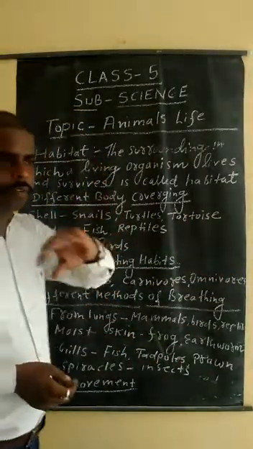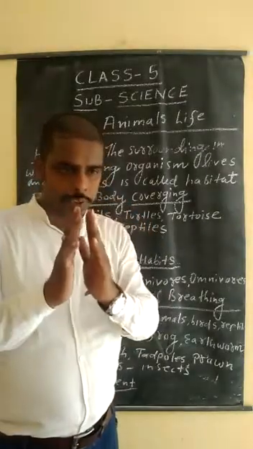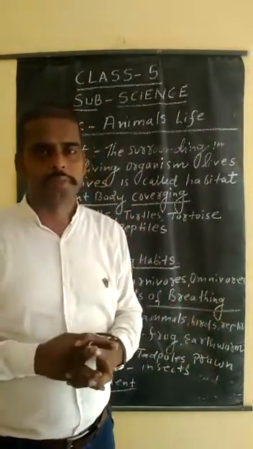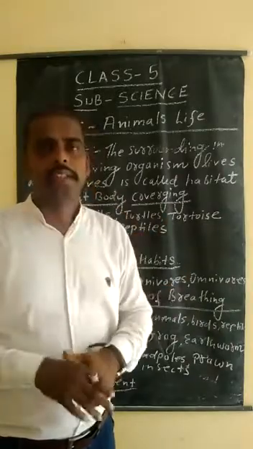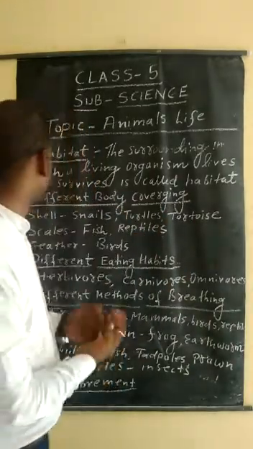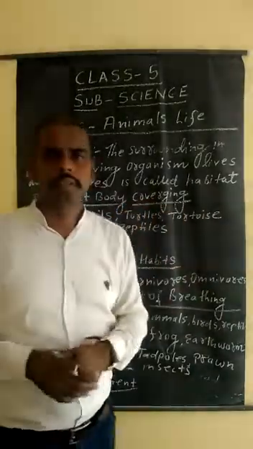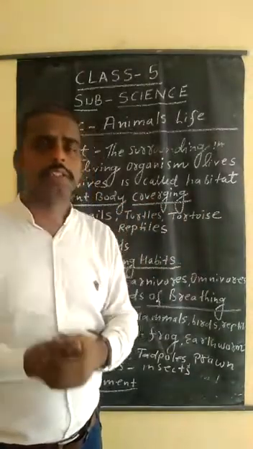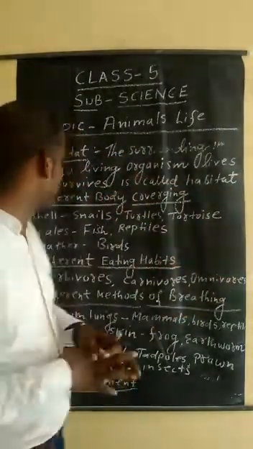So the surrounding where a particular animal lives, and has suitable climate for its survival and reproduction, that area is known as a habitat. Now, different body coverings. We see animals in our surroundings. Their body structure is totally different, and their outer body layers are made of different kinds of coverings.